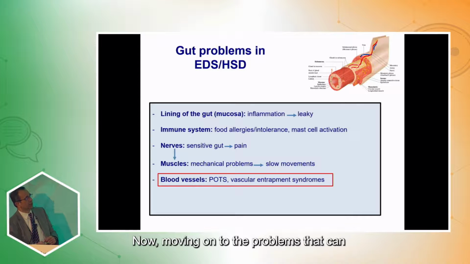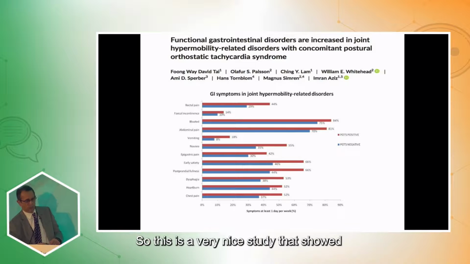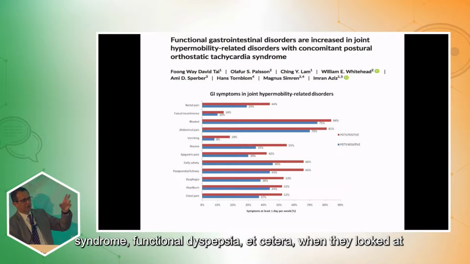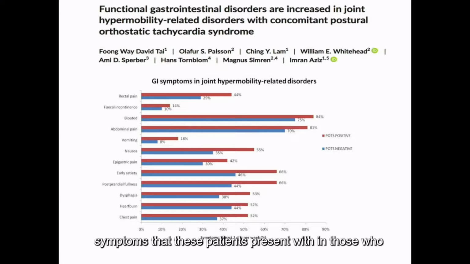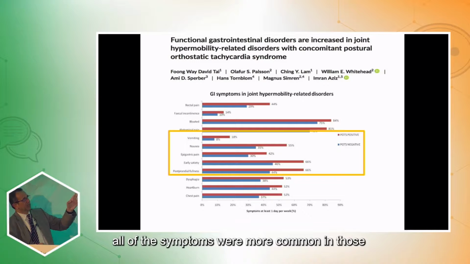Now, moving on to the problems that can occur in the blood vessels, and particularly I'm going to talk about POTS and vascular entrapment syndromes. This is a very nice study that showed that patients with functional gastrointestinal problems like irritable bowel syndrome, functional dyspepsia, etc., when they looked at symptoms that these patients present with in those who had POTS and those who did not have POTS, all of the symptoms were more common in those who had POTS.